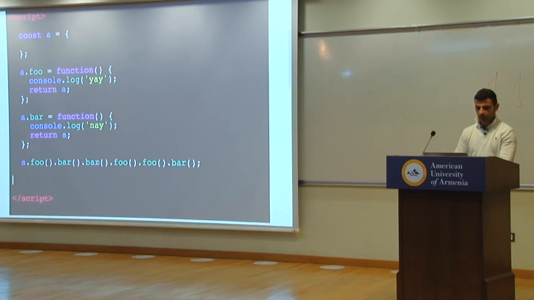How can we access yay or nay? Wait, it depends on what function. If you call foo, you get yay. If you call bar, you get nay. What do you mean? They return A. So we never can access yay or nay? That's right. Yes. Okay.